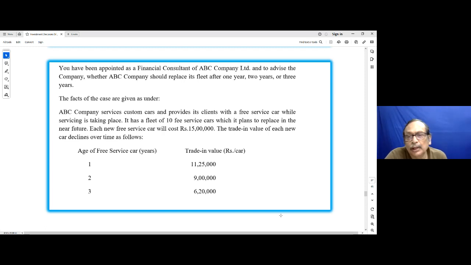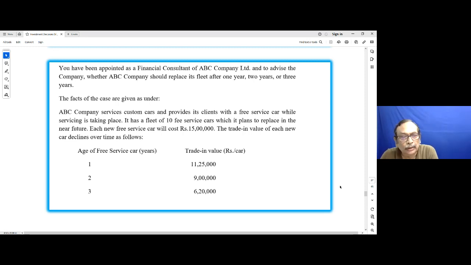Now we are coming to our next question. You have been appointed as a financial consultant of ABC Limited to advise the company whether ABC company should replace its fleet after 1 year, 2 years or 3 years. The facts of the case are given as under. This is also a case study based problem.